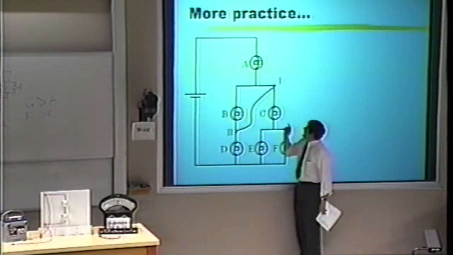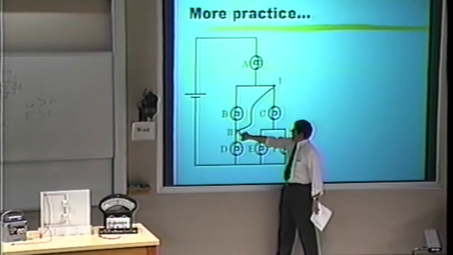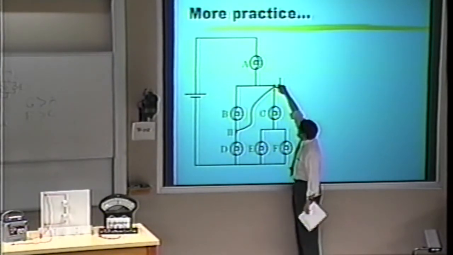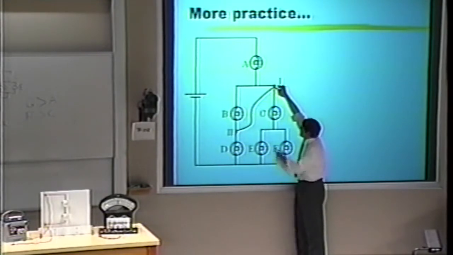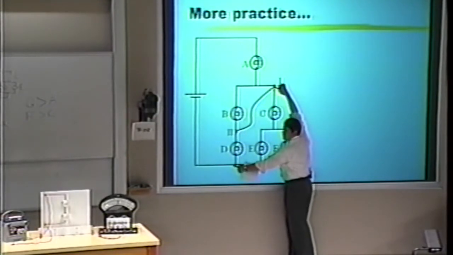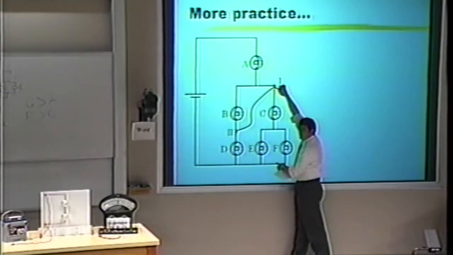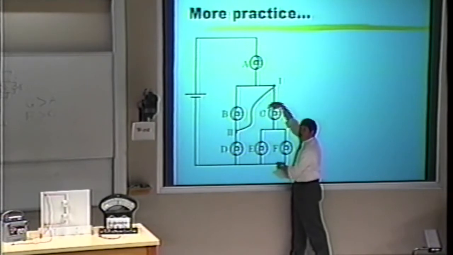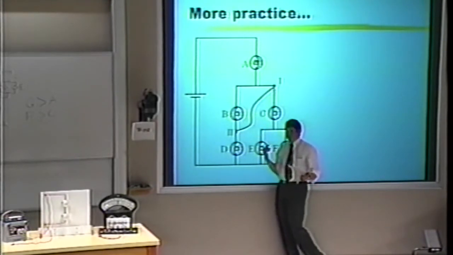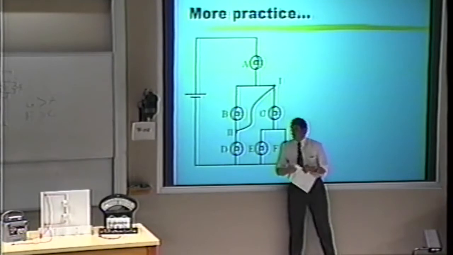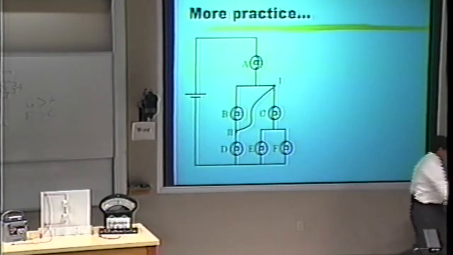Yes. The point is, this easier path is still not a direct shot to the battery. From this point right here, I've got two ways to get back to the battery. I can go this way through a single bulb, or this way through a single bulb and a network of two bulbs in parallel. It will not all go this way. It favors the path of least resistance, doesn't choose the path of least resistance. Okay?